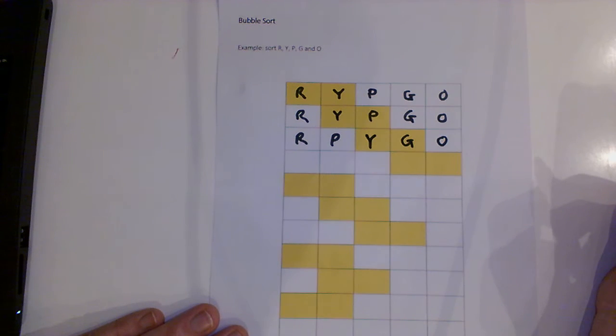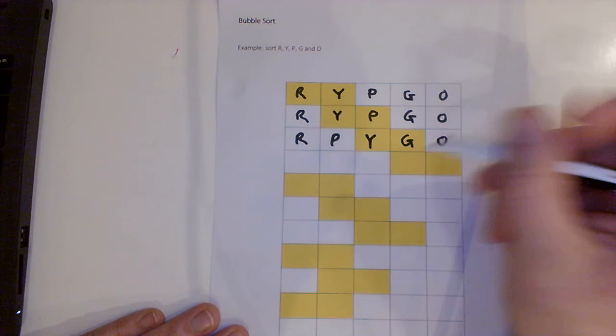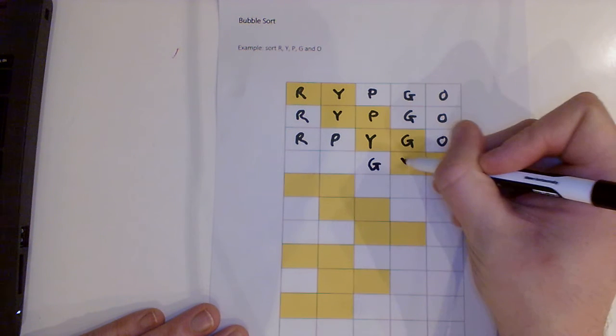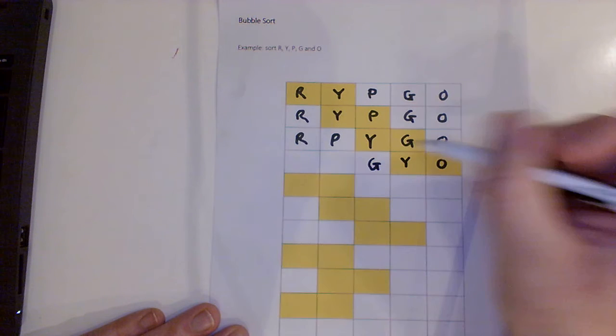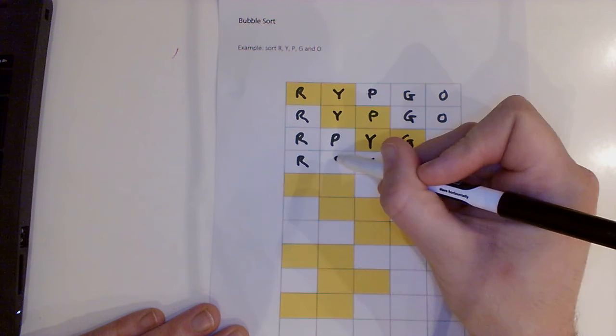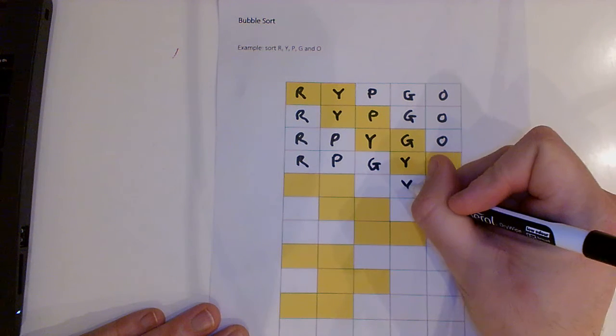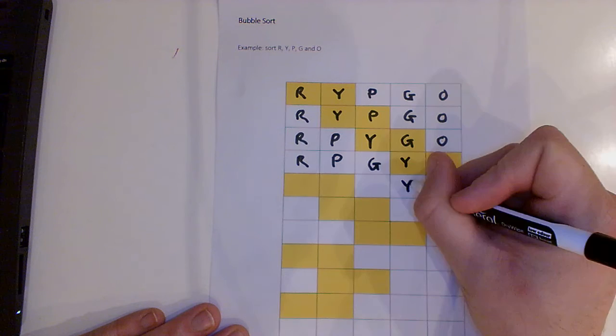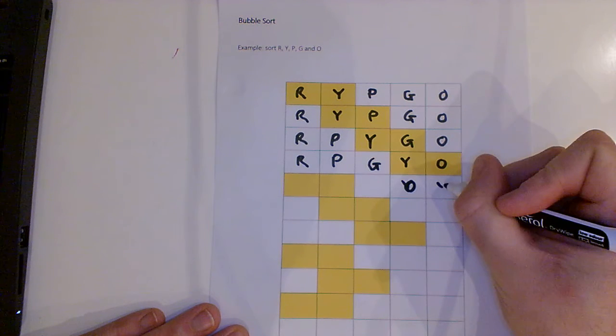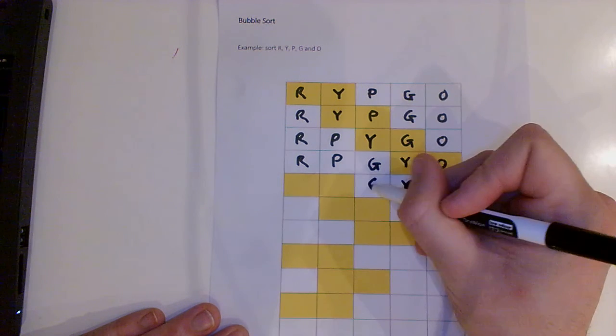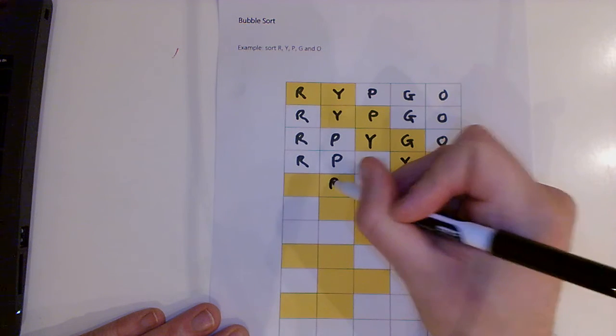Handwriting's getting messier already. And now I'm on to Y and G. Obviously they're in the wrong order, so I can swap those round. Everything else stays as it was. And finally Y and O, and they're in the wrong order, so I'm going to swap those round on the line below. Made a mistake there, we go. And everything else stays as it was.